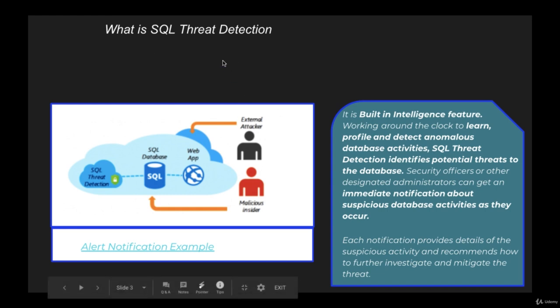So what is SQL threat detection? We also call it advanced threat detection. It's an inbuilt intelligence feature in Azure SQL DBs. It provides a new layer of security which helps customers detect and respond to various potential threats as they occur, by providing security alerts on the anomalous activities which are happening. If there is any such activity, the user will receive an alert that some suspicious activity regarding your database is happening, or this is a potential vulnerability, or somebody is trying to mount a SQL injection attack.